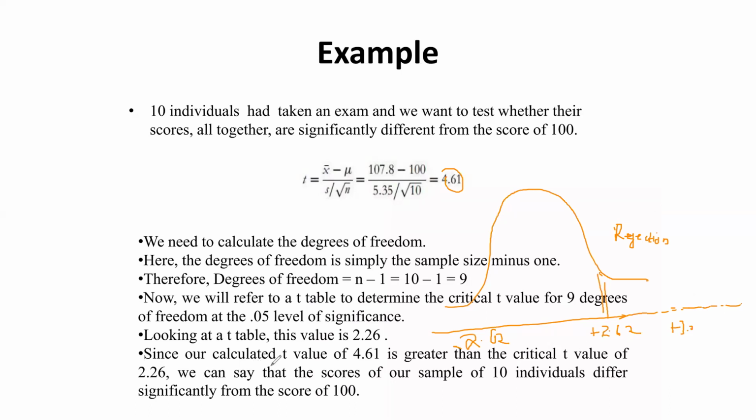So that is to say, since our calculated t-value is greater than the critical t-value of 2.62, we can say that the score of our sample of 10 individuals differs significantly from the score of 100. It means that we are going to reject the null hypothesis, because the null hypothesis here means that there is no difference between the score of the 10 individuals and the standard score of 100. Okay, so that is this.